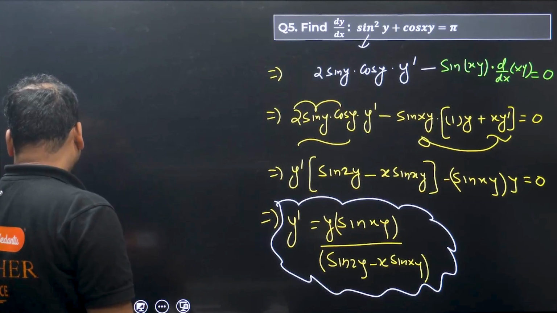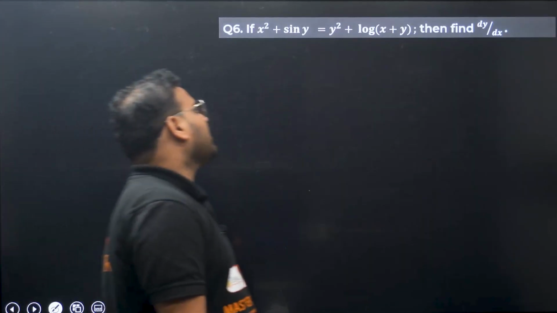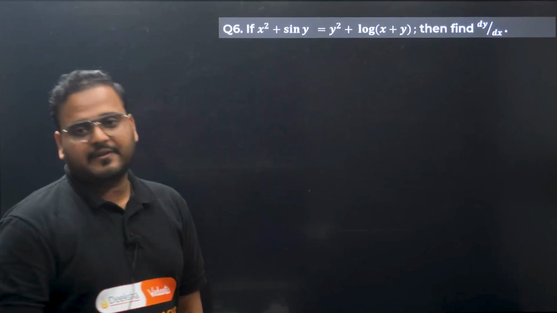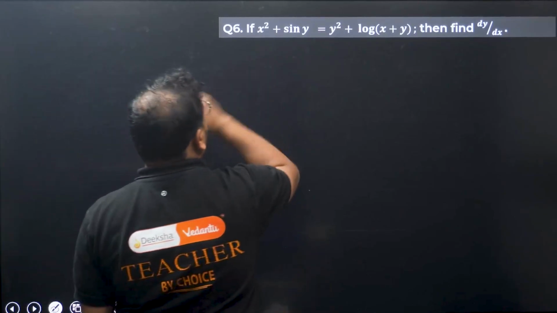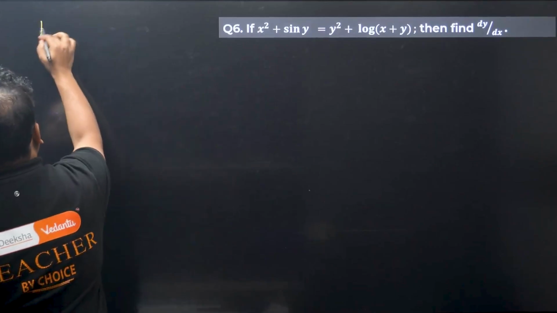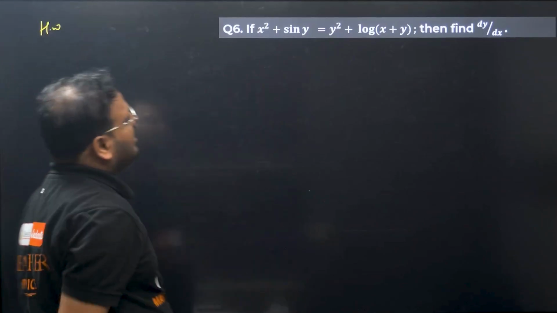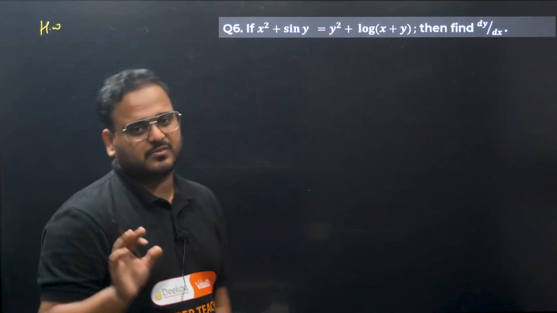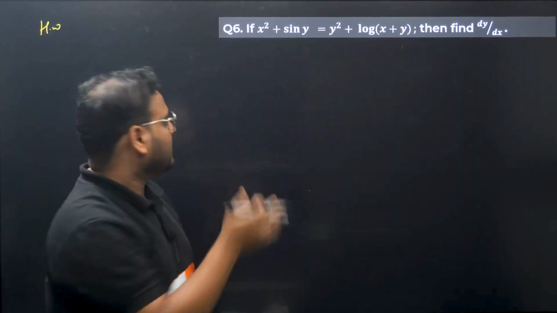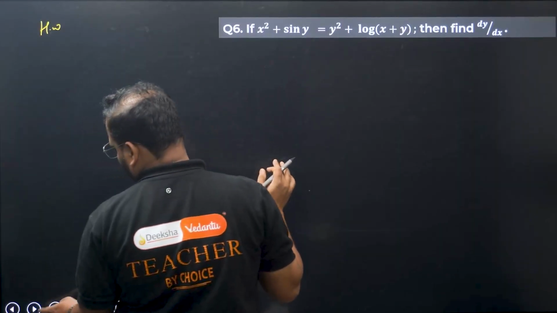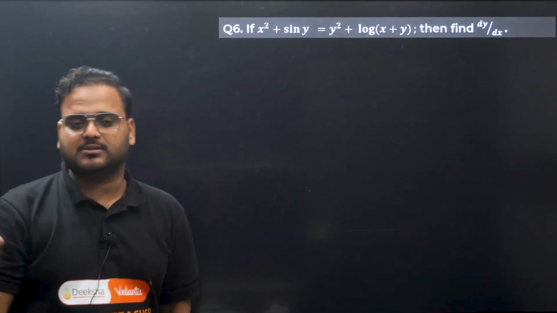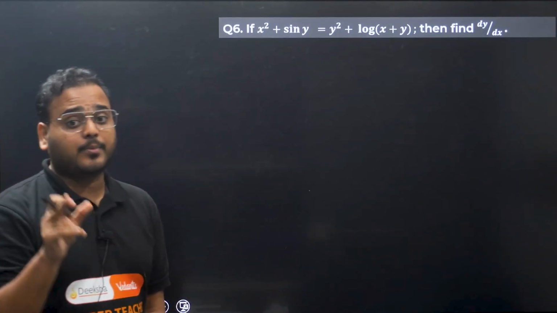Question number 6 now. X square plus sine y equals y square plus log of x plus y. Again, find the derivative. I'll do the first statement and there will be homework. But it will be difficult for you to give the answer in the comment section for this one, as there's no option given to you. So I'll solve this question. When I have an option question, you have to solve that.